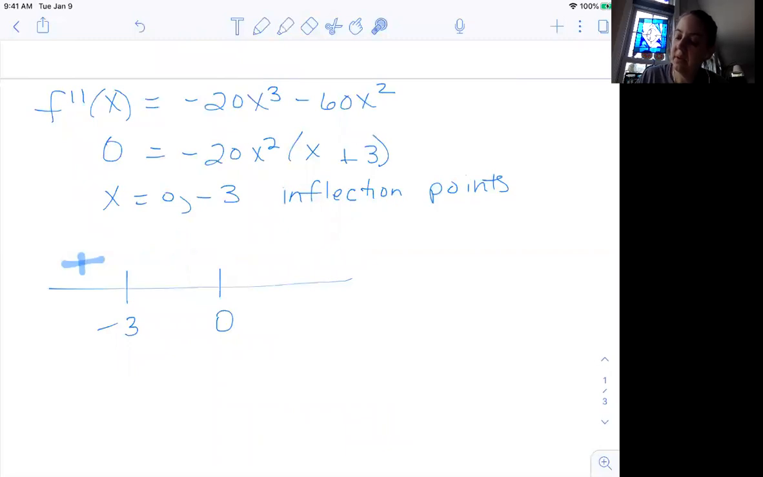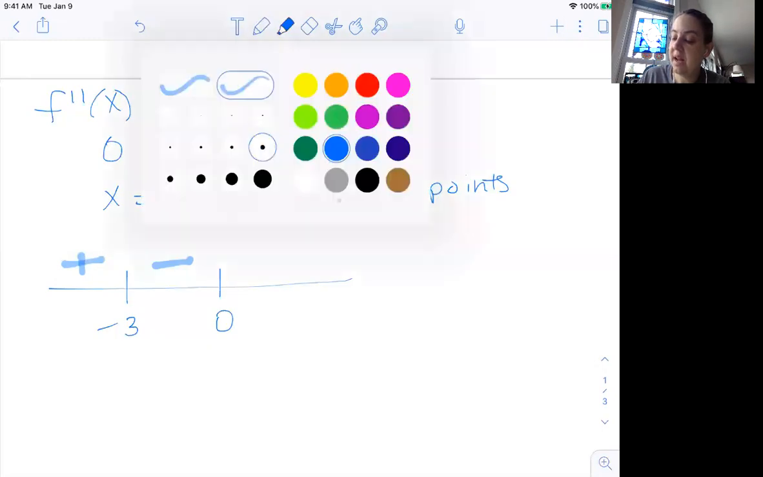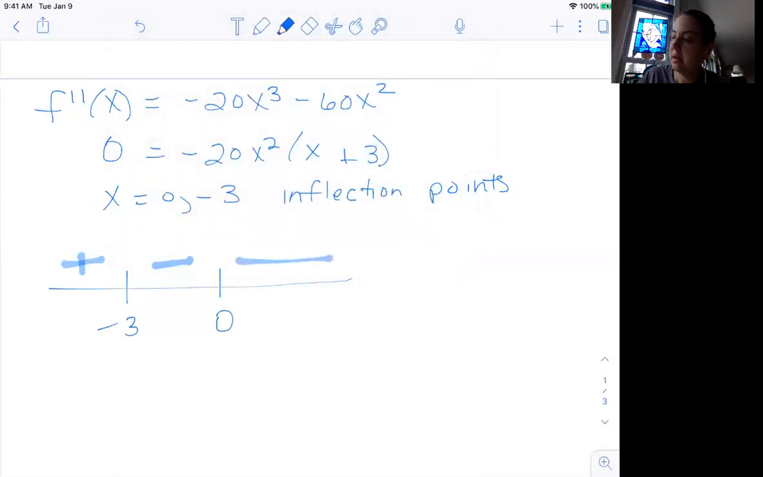All right, negative 2. Negative 2 here is squared, so that's positive. Negative 20 times a positive is a negative. Negative 2 in here is a positive. So negative times a positive is a negative. There we go. And over here at the 0, a number larger than 0 is 1. So 1 squared is 1. Negative 20 times 1 is a negative. 1 plus 3 is a 4. So a negative times a positive is a negative. All right, there we go.